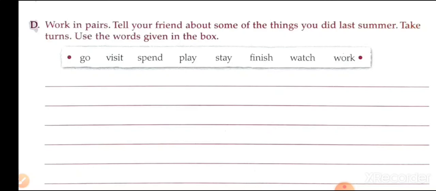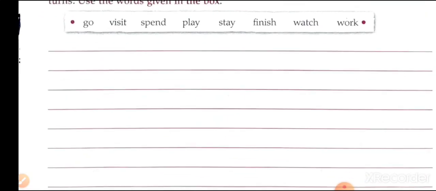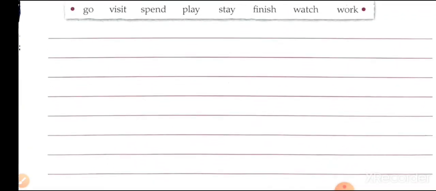You can describe to your friend some of the things you did last summer, especially at home during this lockdown, this COVID-19 pandemic. This summer, how you had spent your time at home. You can write here using these words given in the box. You can share it with your friend and exchange ideas. Try the exercises. This will be fun.